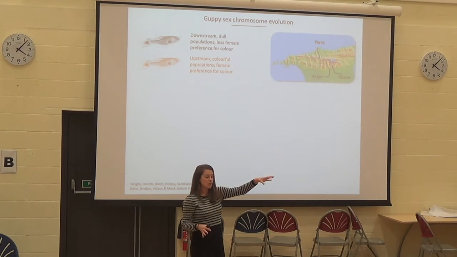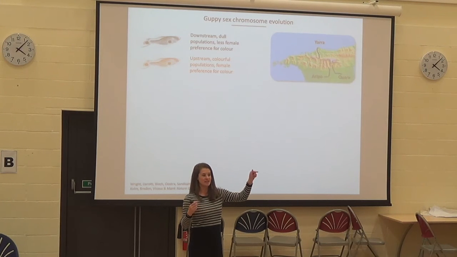So in the upstream populations, because it's difficult to get up these waterfalls from downstream to upstream, not many other predators or fish have done that. So there are fewer guppy predators in the upstream populations than in the downstream populations. Because there are fewer predators, males have evolved to be really colourful, and females really like to mate with these orange males that have these novel colour patterns.